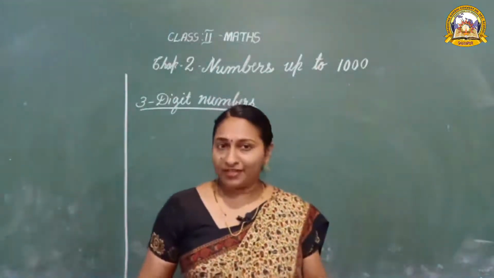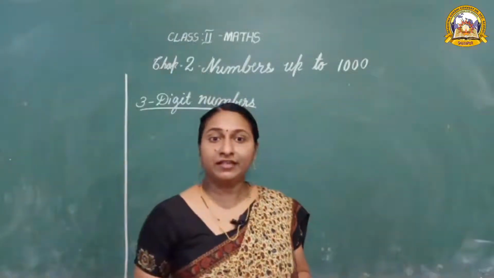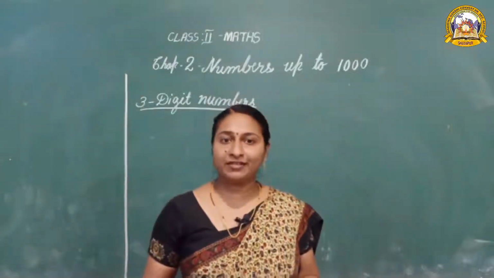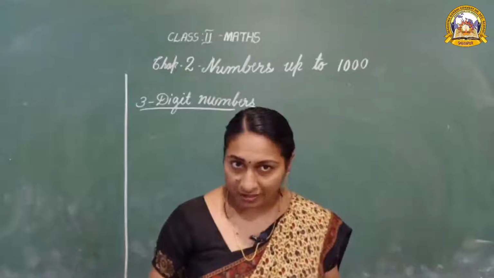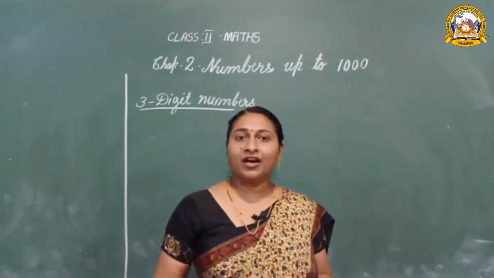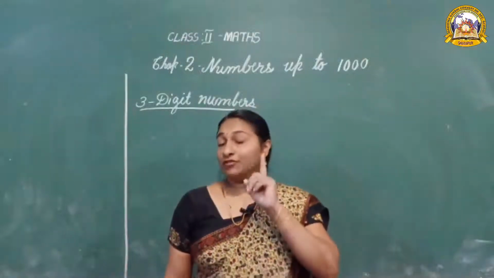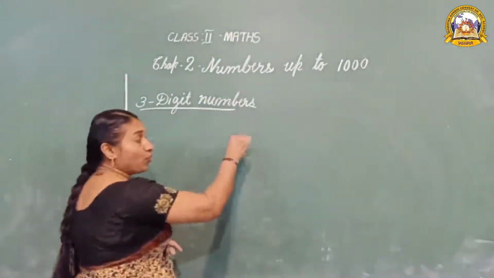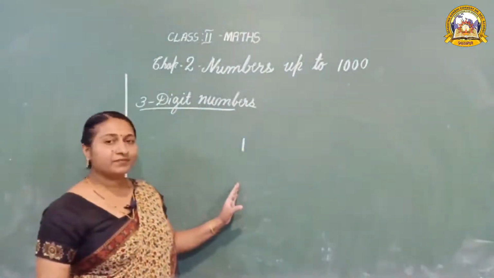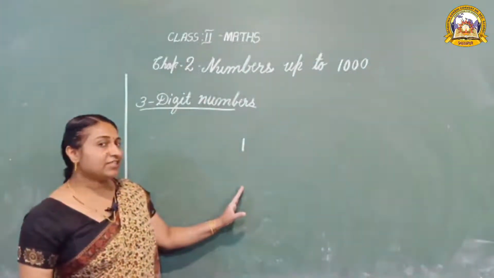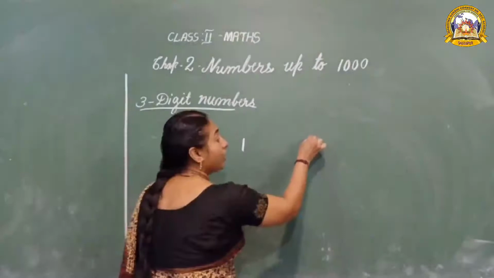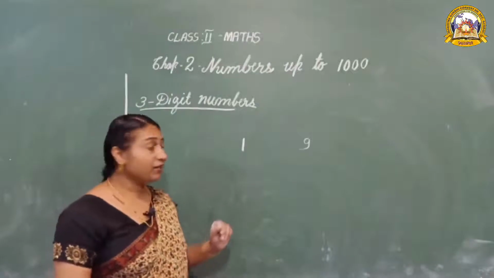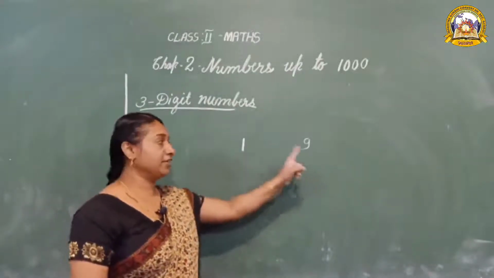Children, already you know the numbers 1 to 100. You know addition on two-digit numbers, subtraction on two-digit numbers, and ascending and descending order on two-digit numbers. Can you say which is the smallest one-digit number? Yes, 1. Which is the largest one-digit number? Up to 9 there are only one-digit numbers. One digit means only one digit is here.